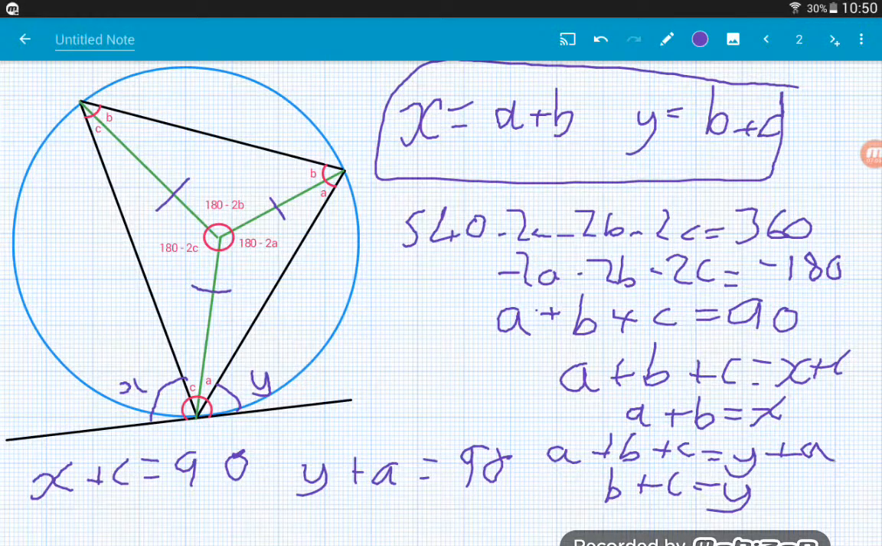There you go, guys. We have proven the alternate segment theorem. At the end of a proof, you can always put a cheeky little QED for quite enough done.